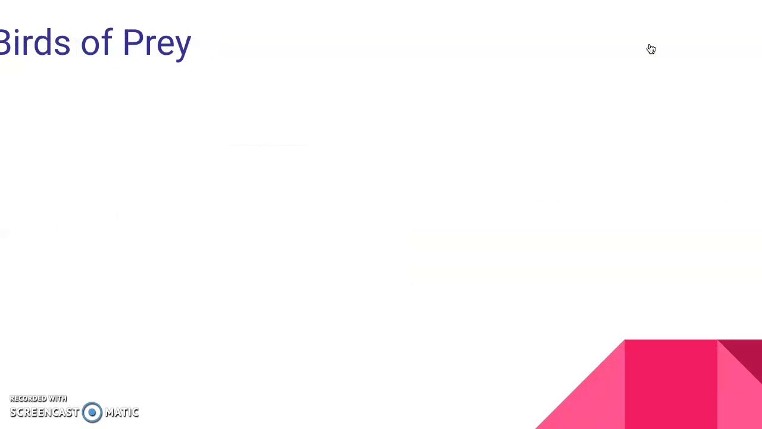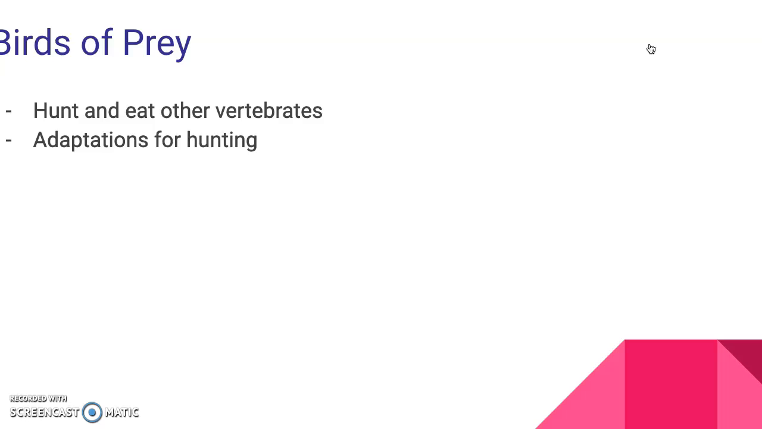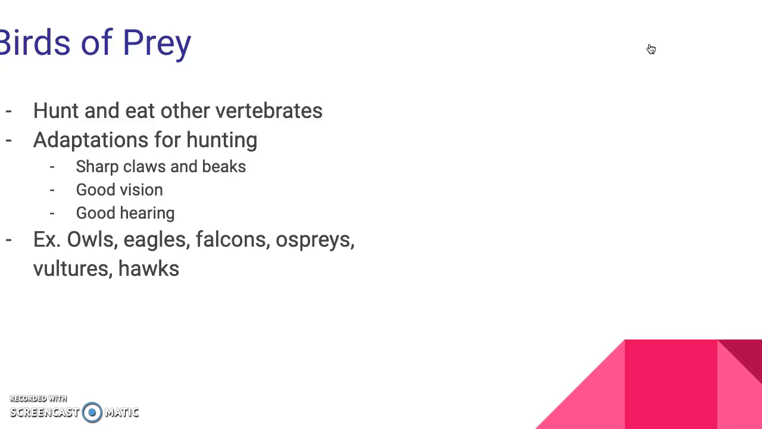And then the last category is birds of prey. These are the type of birds that hunt and eat other vertebrates. They have good adaptations for hunting, such as sharp claws and beaks, good vision, and good hearing. And some examples of this are owls, eagles, falcons, ospreys, vultures, and hawks.